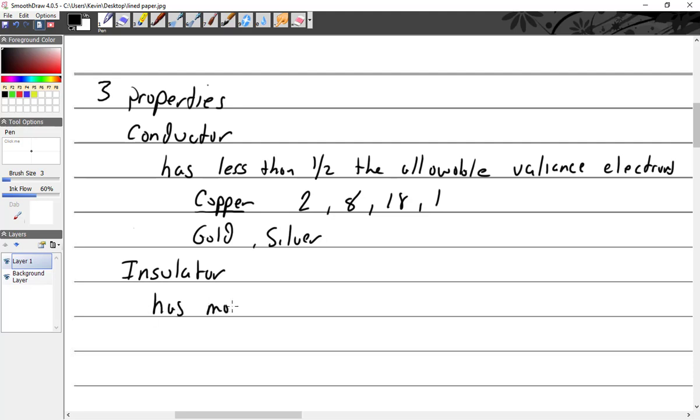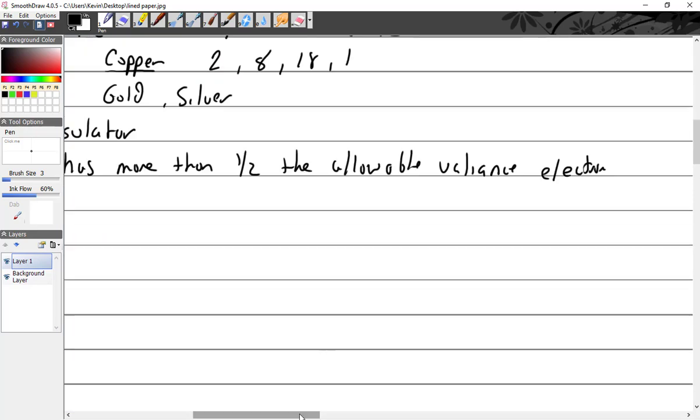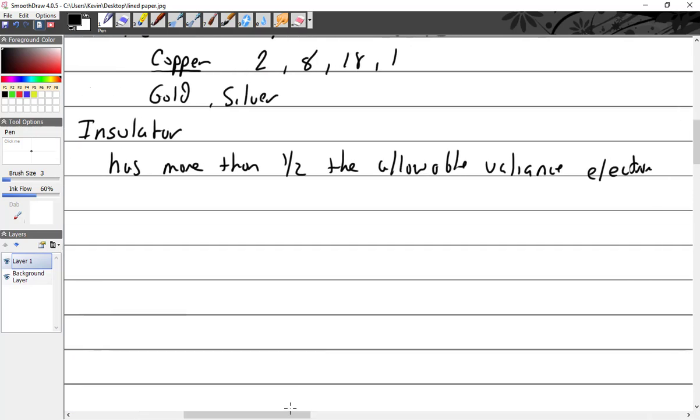Has more than 1/2 the allowable valence electrons. All right, and then the last thing was semiconductor. And it's in between the two. We're going to talk about that in a few weeks.